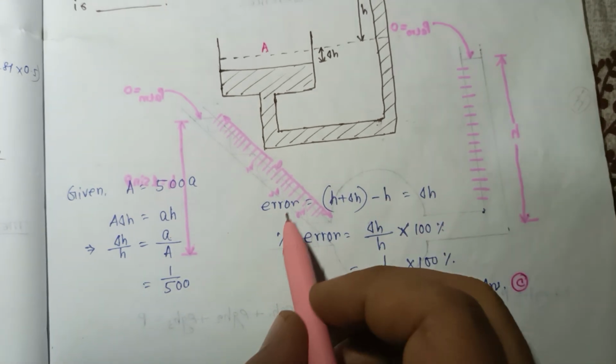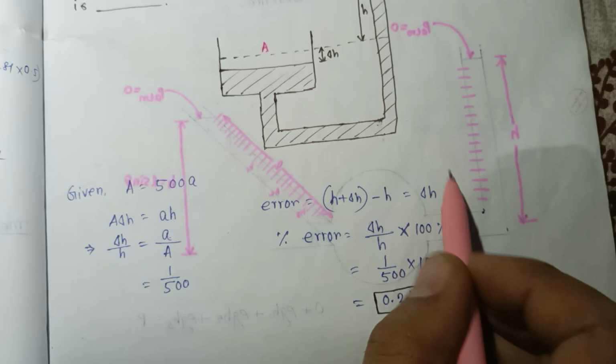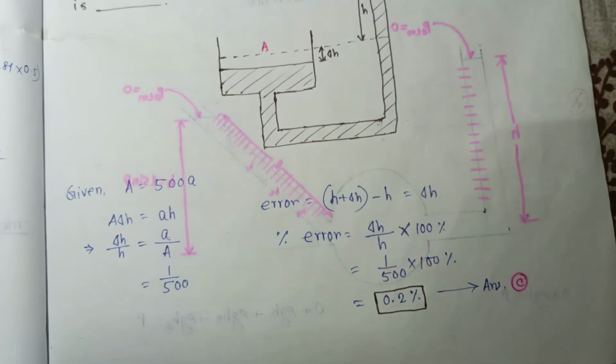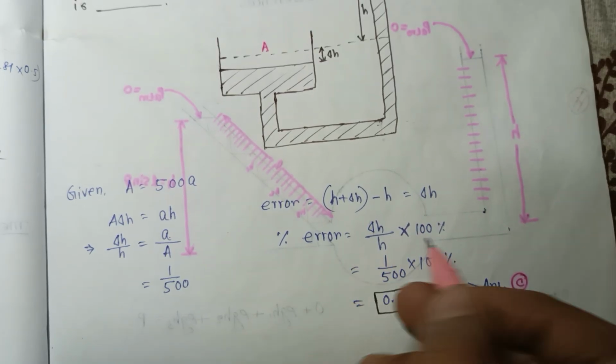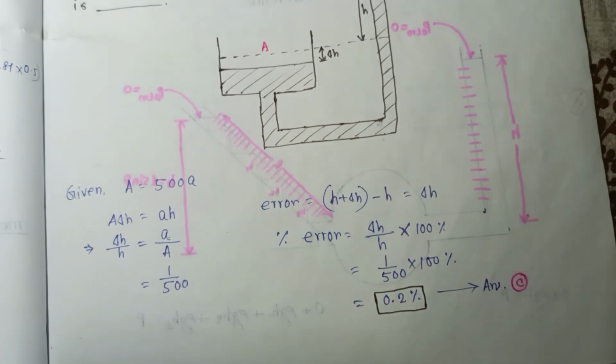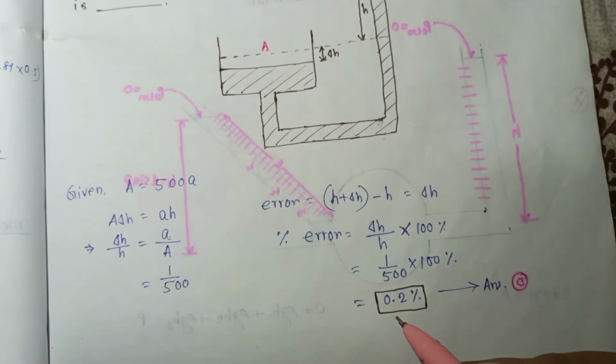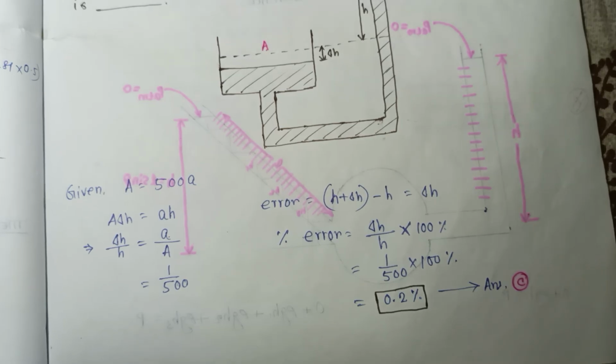So if you want to calculate the error, that is H plus delta H minus H, so this delta H will be the error. So if you want to calculate the percentage of error, that is equal to delta H by H into 100%. So delta H by H is 1 by 500 into 100%. So this is equal to 0.2%. So that is why, to increase the accuracy, we use the single column manometer by increasing the cross section of one limb of the U-tube manometer.